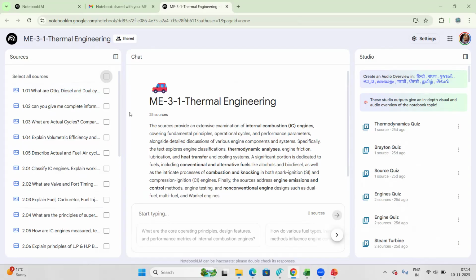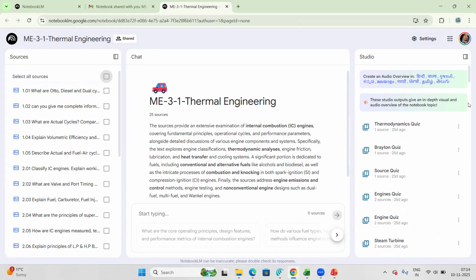These questions were also taken from the previous papers. Now for example, there is a student who wants to start preparing for his or her semester exams. He wants to study the first question, like what are the Otto, diesel, and dual cycles, and how do they compare with other power cycles. When he clicks here, now come to the studio.